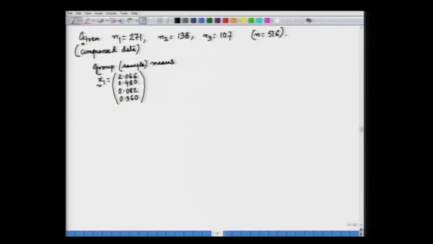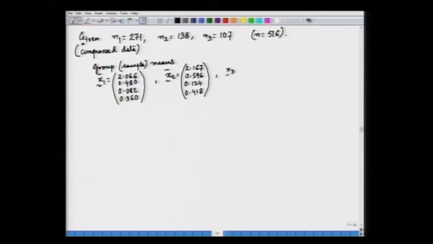The second element is of the same group, this is x1 bar, but pertaining to the second type of cost. Similarly, for the second type of ownership, I have x2 bar, and the values for the four cost variables are 2.167, 0.596, 0.124 and 0.418.